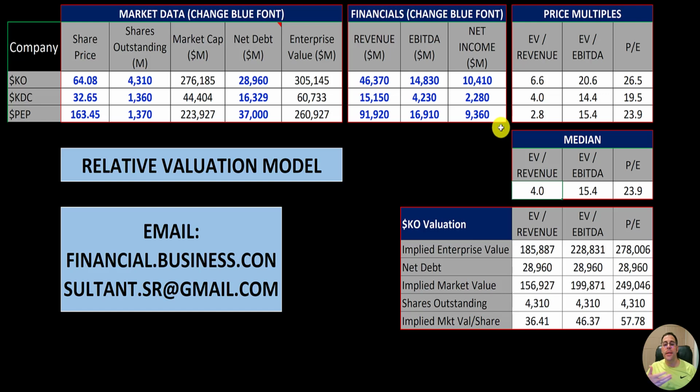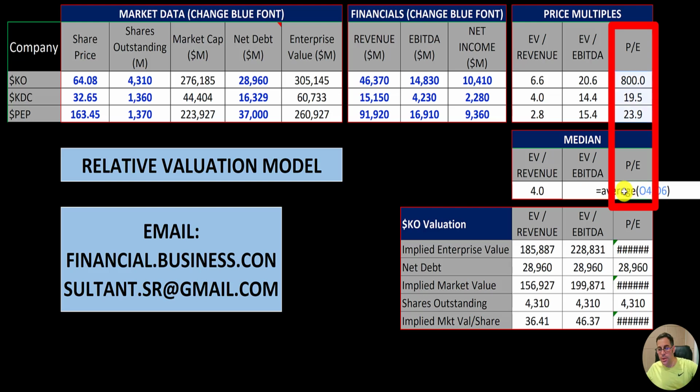The reason I don't use the average is because sometimes there's a really big outlier. Like for instance, you'll see a PE of 800. And then if this was average, I'll change it to average. The average is 281, which is just crazy.